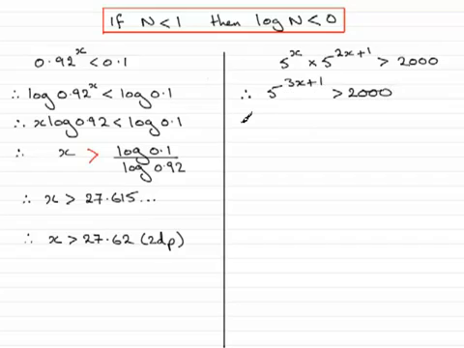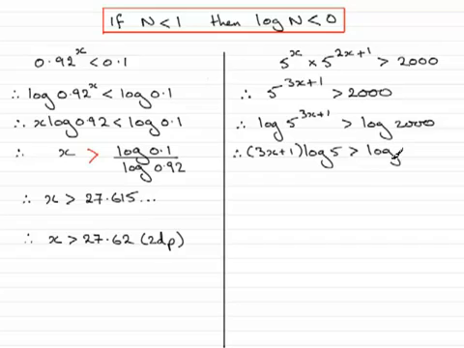Now I take logs to both sides. Again, I'm going to take logs in base 10. So we've got log of 5 to the power 3x plus 1 is greater than the log of 2000. Use the power rule for logs, and I can bring the 3x plus 1 to the front. But do remember there are two terms here, 3x and the 1, so we need to put that in brackets: 3x plus 1 multiplied by the log of 5, greater than the log of 2000. Now expand the brackets: 3x times log 5 gives 3x log 5, and 1 times log 5 is just log 5, and that's greater than the log of 2000.